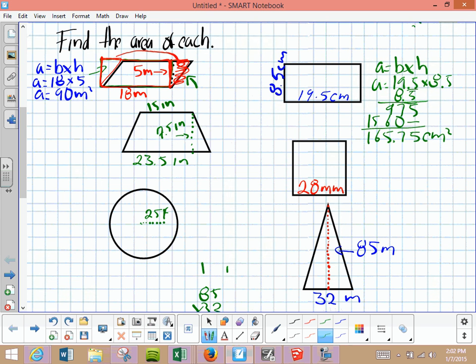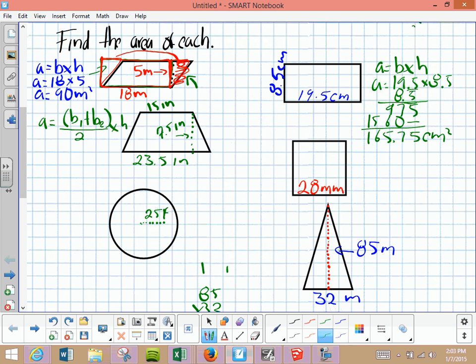Let's go with the trapezoid. So I wanted to show you something about the trapezoid that might make a little more sense. For the formula, it says base 1 plus base 2 over 2, right? Times the height. What do you think we divided by 2? Why do we think we add the bases and then divide it by 2?